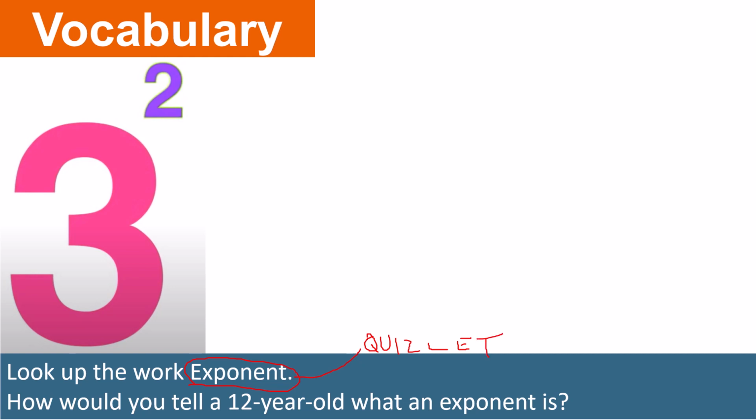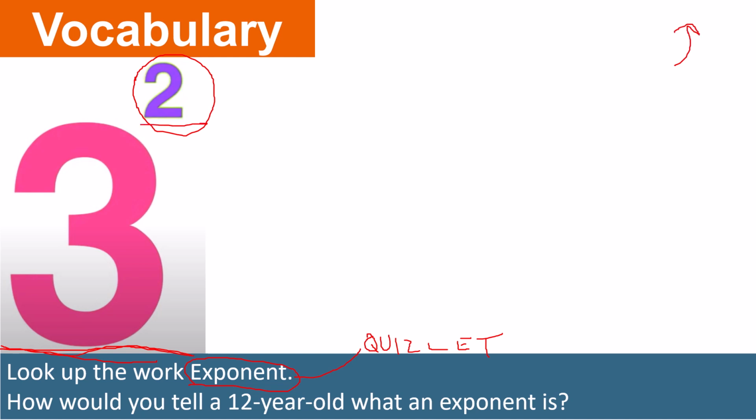If you're not part of my Quizlet class, and you haven't been using this, you're at a disadvantage. All right, so how would you tell an 11-year-old what an exponent is? We have a visual. So if you write a number, this is the base, sitting on the ground. The exponent is going to be raised up higher. It's a power. Okay, we think of power as being up.